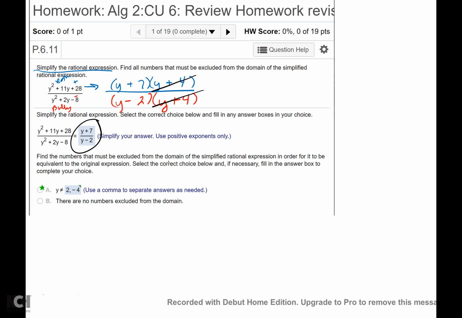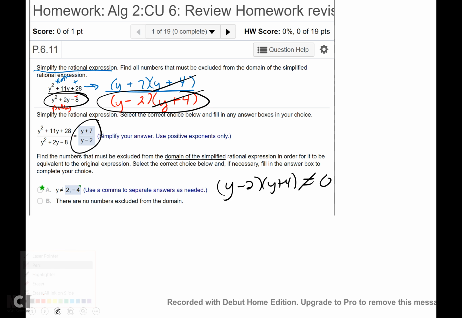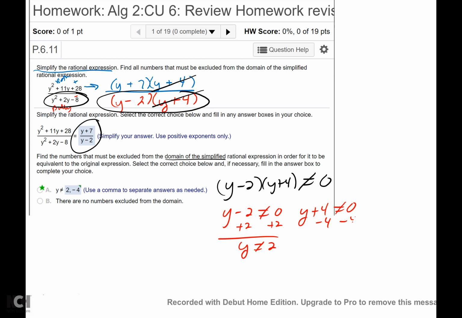To find the numbers that must be excluded from the domain, you say Mr. Denominator, which is all of this before it got canceled. You say Mr. Denominator, you may never equal 0. And then each factor can't be 0. So y minus 2 can't be 0, and y plus 4 can't be 0, which means add 2, y can never be 2, minus 4, y can never be negative 4. So y can't equal 2 or negative 4.